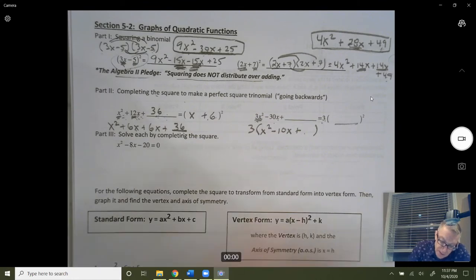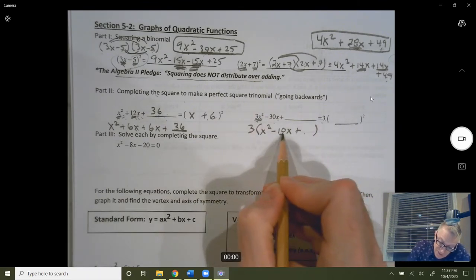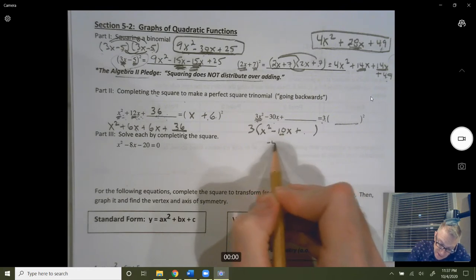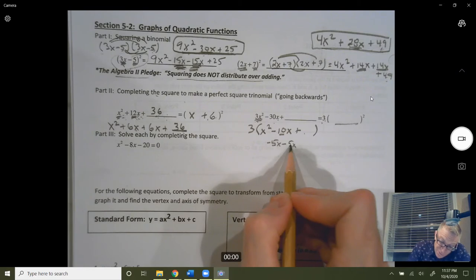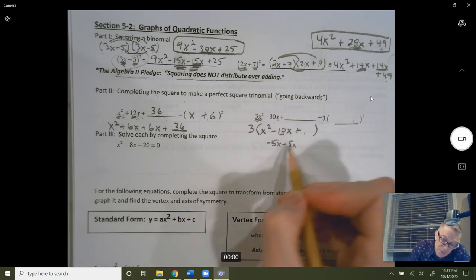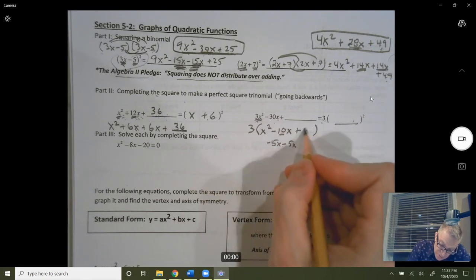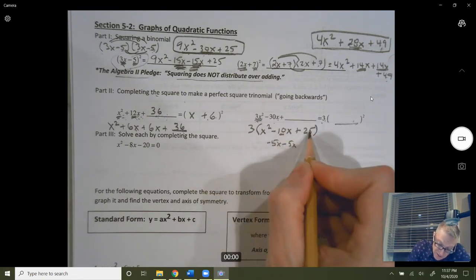Okay. Now we're going to take half of this coefficient. Remember when this got split up, the outers and the inners, it was a minus 5x minus another 5x. And that number is going to be your second number. But that number squared is what goes here. So half of this is 5, square it, you get 25.